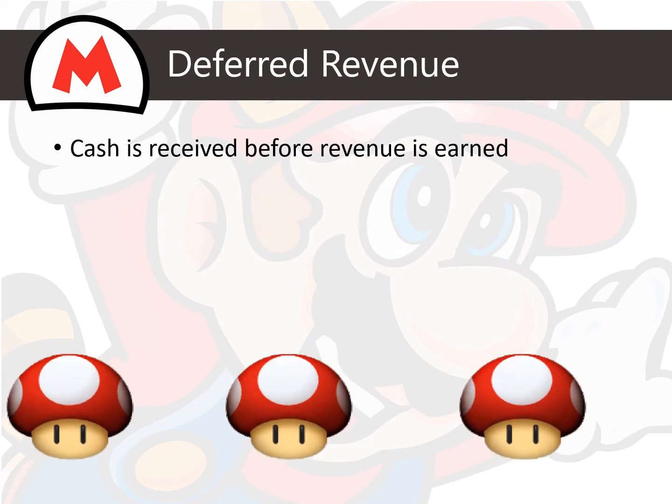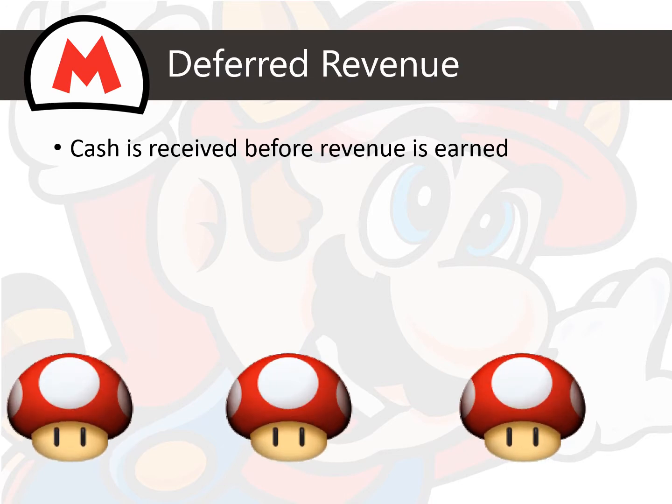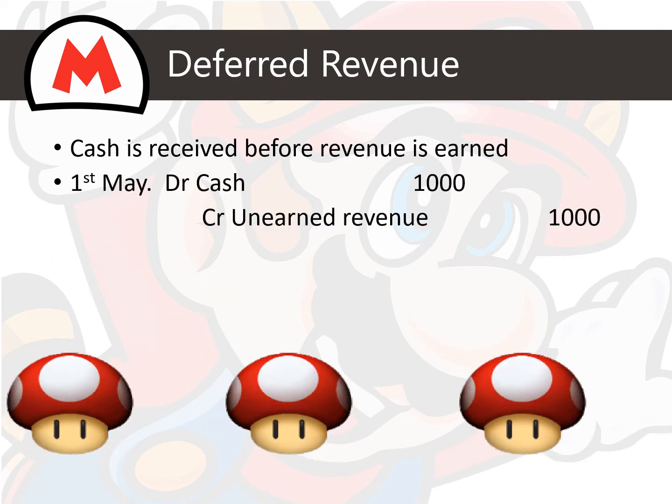Deferred revenue is when cash is received before they earn the revenue. Let's look at an example. Suppose on the 1st of May, Luigi pays Mario 1,000 coins for Mario to gather mushrooms for him. The general journal entry for Mario would look like this: debit cash 1,000 and credit unearned revenue 1,000.